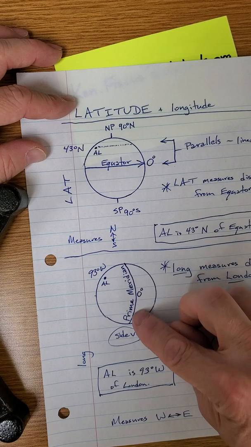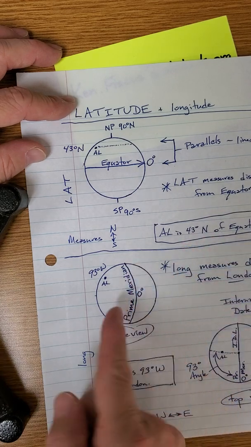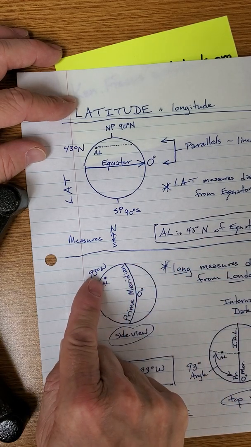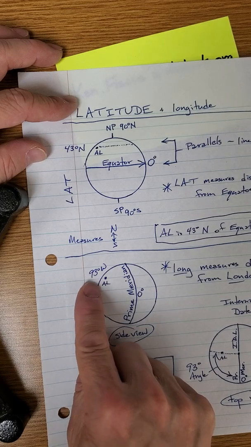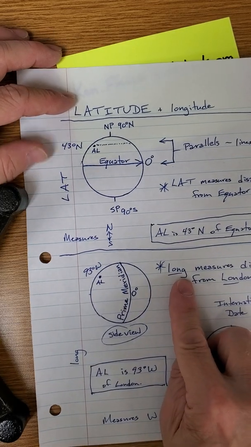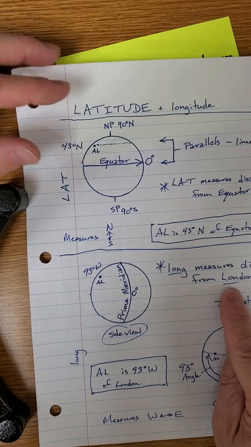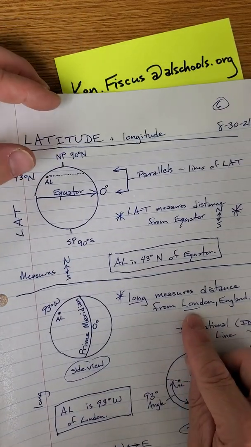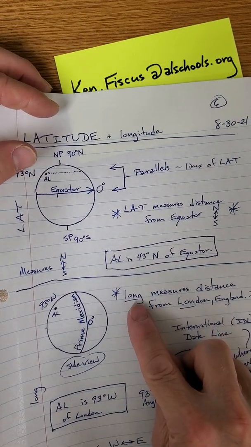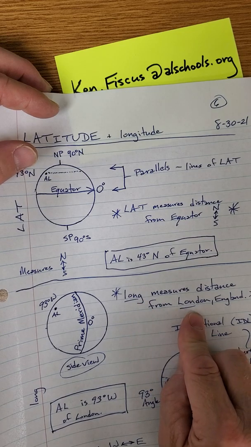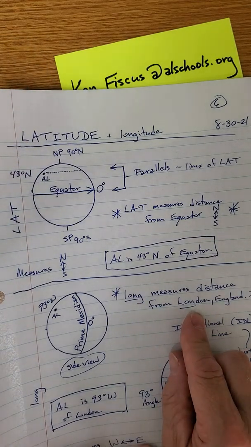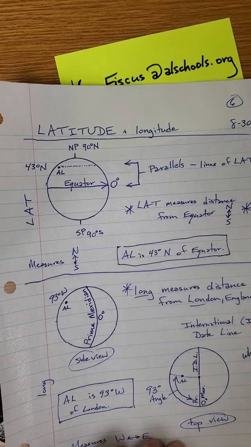It runs through a suburb of London, and Albert Lea is over here on the side at 93 degrees west of it. Longitude measures distance from London, England. That's the memory trick to remember: longitude measures distance from London, England. Nobody really says it that way, but it helps you remember.